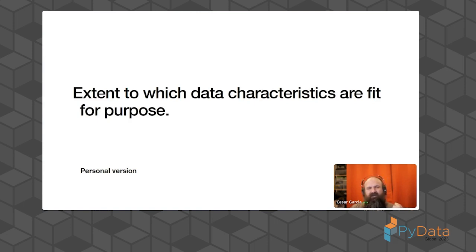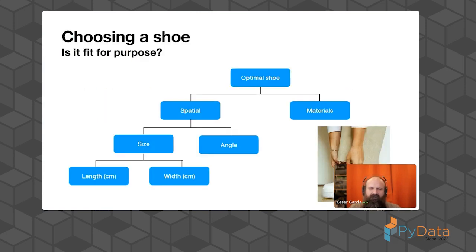And you may say, what do you mean by data characteristics? What are the characteristics? So let's take a sidestep and look at an actual non-data example. If we were choosing a shoe and trying to say, oh, this is the optimal shoe for me, is this really nice?